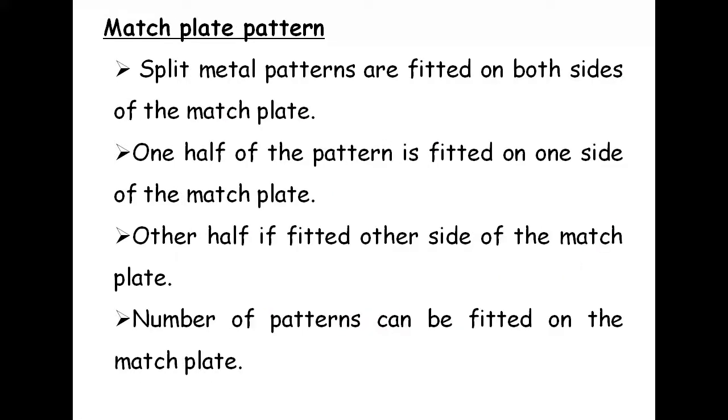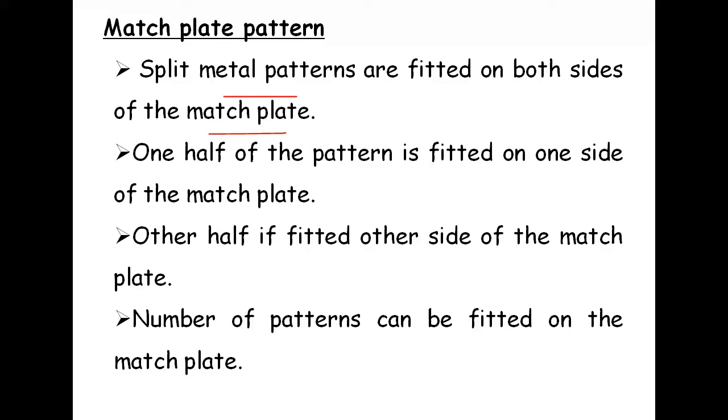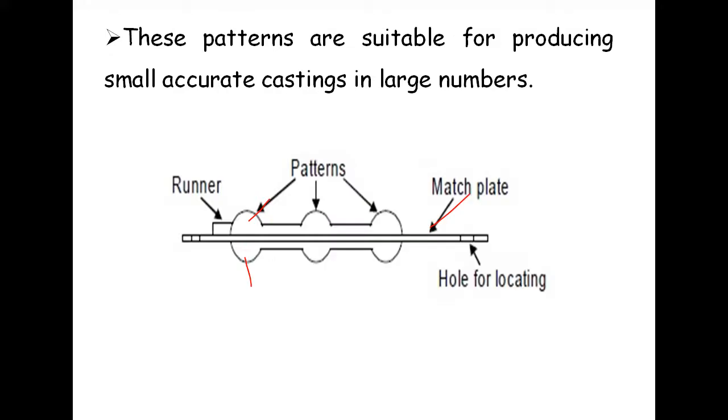Match plate. Split metal patterns are fitted on both sides of the match plate. So this is the match plate, and you have to fix the pattern on both sides. One half of the pattern is fitted on one side, the other half on the other side. A number of patterns can be fitted, here 1, 2, 3. These patterns are suitable for producing small accurate castings in large numbers. So at one time a number of components can be produced with the support of the match plate.